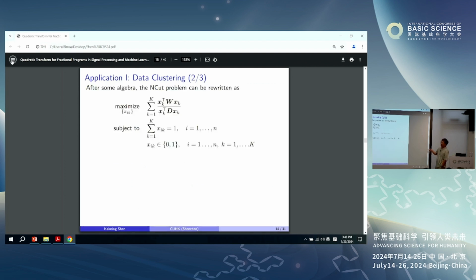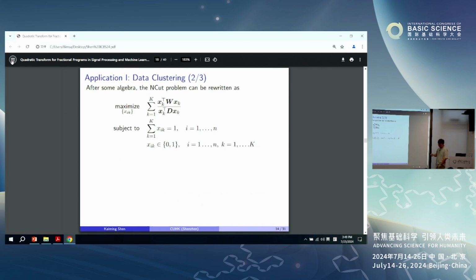So after some easy algebra, we can reformulate the minimization of the normalized cut as the maximization of the sum of ratios. Here, xik is the indicator variable. So xik equals 1 if data point i is assigned to cluster k, and it equals 0 otherwise. So why do we have the first constraint? Because each data point i can only go to one cluster, okay? And for sure, xik must be binary. It's restricted to the binary set of 0 and 1.